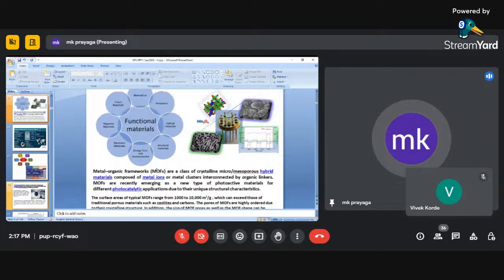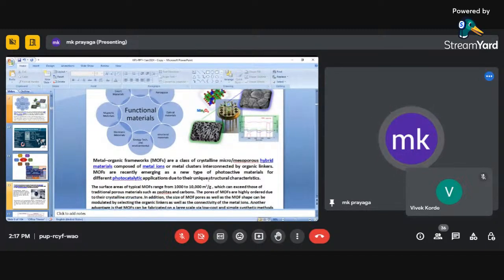And recently people are working on metal organic frameworks also. These metal organic frameworks are the crystalline form of porous materials. Their porosity may be of mesoporous or microporous nature. Microporous means they generally have a pore size of 0.2 to 2 nanometers, and mesoporous has 2 to 50 nanometer porosity size. Then we have macroporous also, which contains around 50 to 100 nanometer size porous structure.